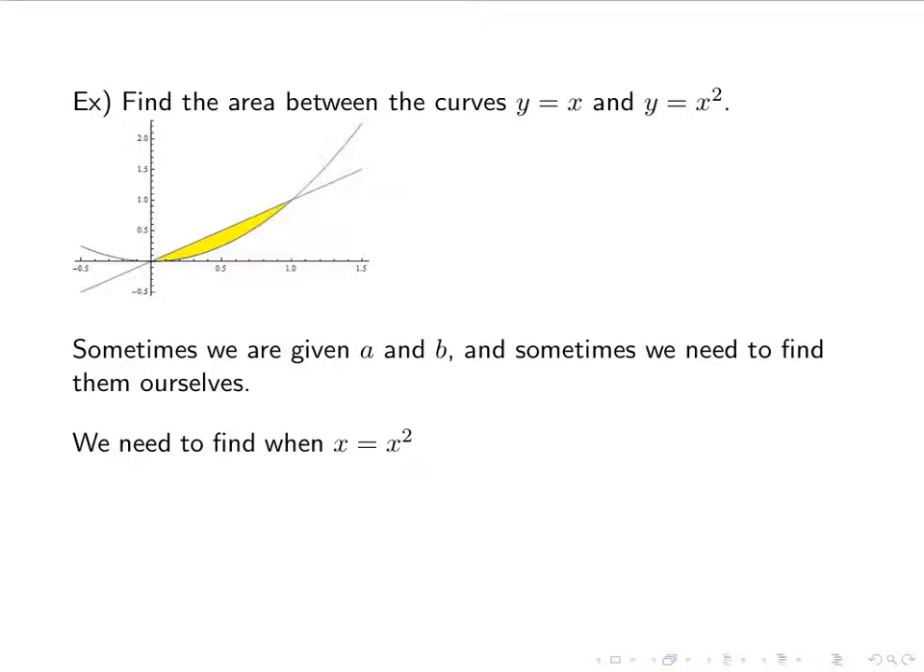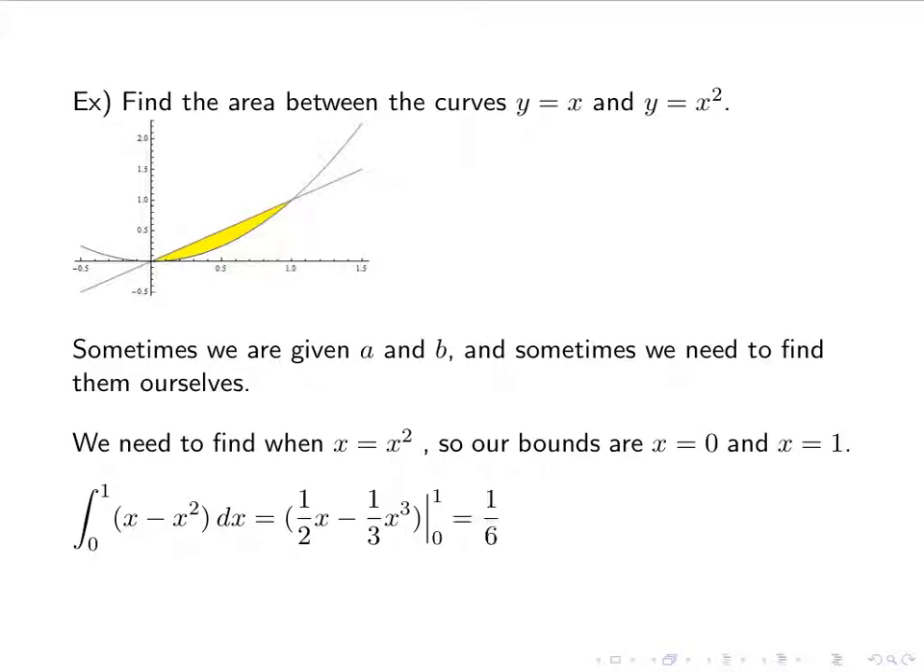This one's a fairly easy one to solve, and we have the picture here so we know the answers. x is 0 and 1. Again, we have to consider, is one function always on top of the other? If we look at it, we can see that yes, the line is always on top of the parabola. So that means our equation is going to be the line y equals x minus the parabola y equals x squared. So we have the integral from 0 to 1 of x minus x squared dx.